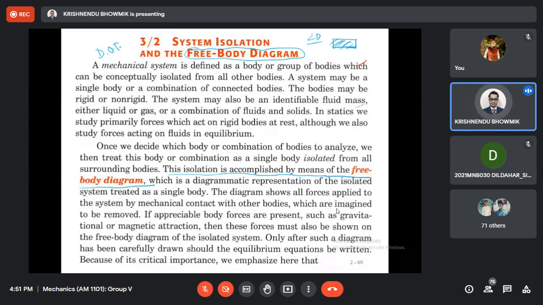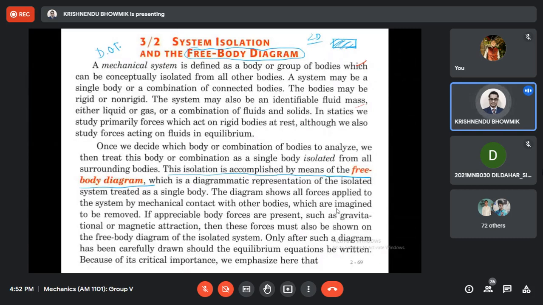First of all, you have to decide which system needs to be isolated. The system should have one or more of the desired unknown quantities that we are solving for. You have to draw the diagram which represents the complete external boundary. This boundary defines the isolation of the system from all other attracting or contacting bodies which have been attached there and which you want to remove.